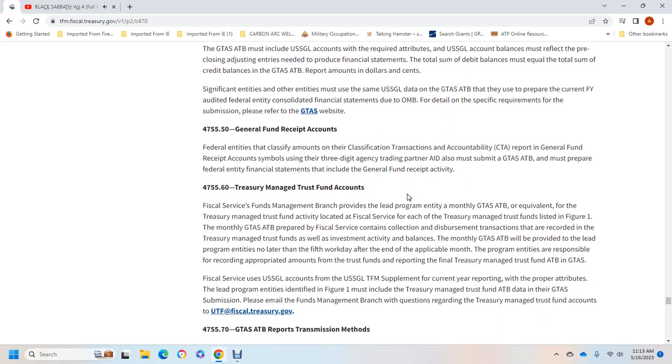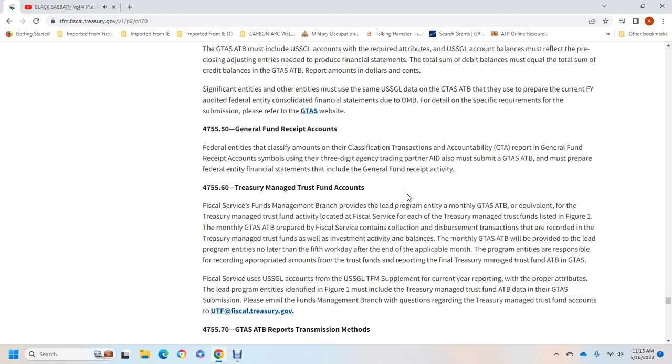The official server of the funds management branch provides the legal program and ties it monthly with the government treasury accounting system on the adjusted trial balance or equivalent for the Treasury Managed Trust Funds, with the activity allocated with the official for each of the Treasury Managed Trust Funds listed in Figure 1.